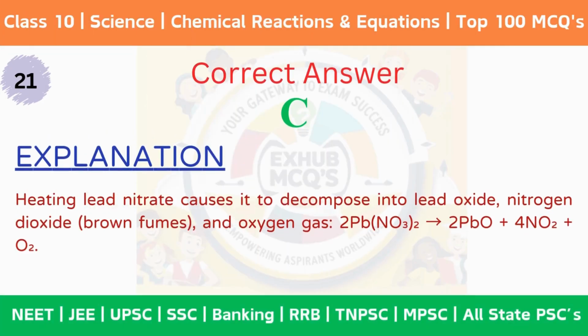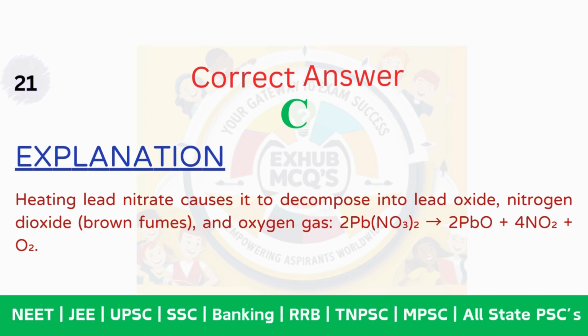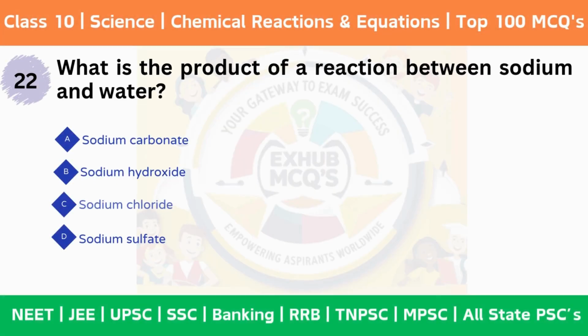The correct answer is option C, nitrogen dioxide. Explanation. Heating lead nitrate causes it to decompose into lead oxide, nitrogen dioxide, brown fumes, and oxygen gas. 2 molecules of lead nitrate decompose into 2 molecules of lead oxide, 4 molecules of nitrogen dioxide, and 1 molecule of oxygen.